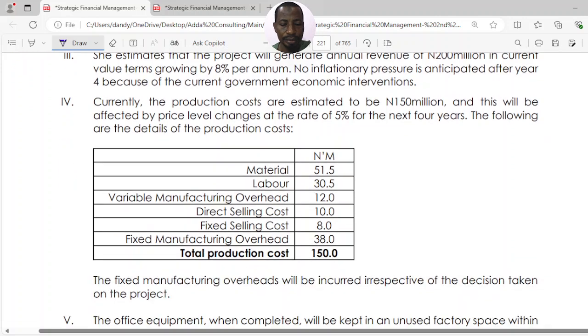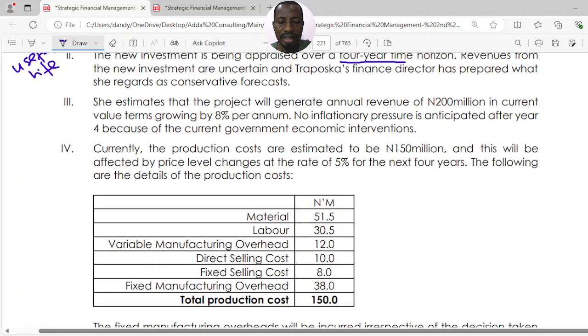Number 3, she estimates that the project will generate annual revenue of 200 million naira in current value terms, growing by 8% per annum. No inflationary pressure is anticipated after year 4 because of the current government economic interventions. So here is the information on sales in the bullet points or additional information. Number 3, so our annual revenue is 200 million naira.